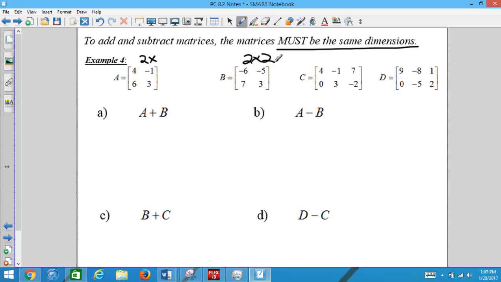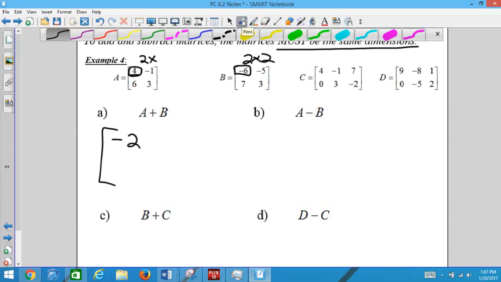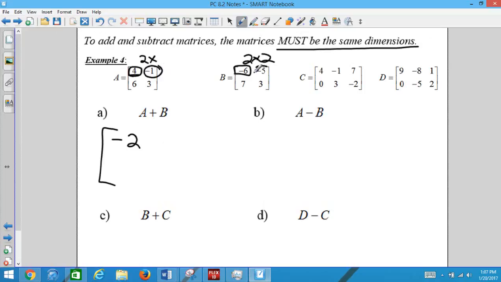To add them, you add your first row, first column with first row, first column. You add together 4 plus negative 6, negative 2. Then you add together negative 1 plus negative 5. Negative 6. 6 plus 7. 13. 3 plus 3. 6. Done. So the matrix that you get in your answer is the same dimensions as the matrices you were adding.